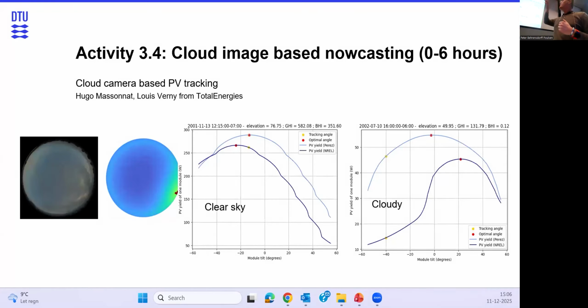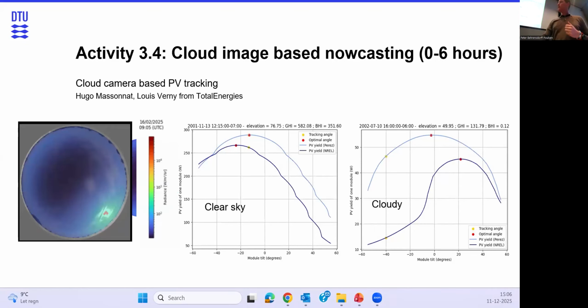And then they calibrate the camera. So if you overlay it, you can see the radiance in watts per square meter per steradian across the entire hemisphere. And if you then calculate what the panel would see, depending on its tilt, then you can find the optimal.